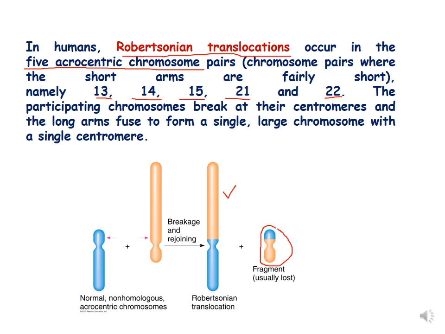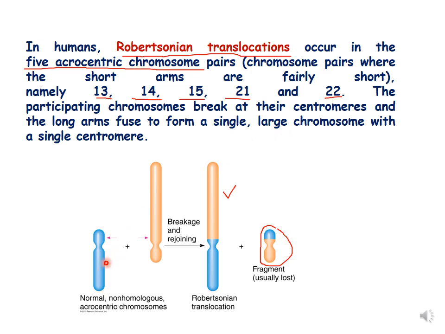Now in humans, Robertsonian translocation occurs in 5 acrocentric chromosomes. So what are acrocentric chromosomes? Those where one arm is very small and the other arm is very long. In humans, Robertsonian translocation occurs in 5 acrocentric pairs of chromosomes, where the short arms are fairly short, and these chromosomes are namely 13, 14, 15, 21 and 22. When the participating chromosomes are involved in translocation, the chromosomes break at their centromeres and the long arms fuse to form a single large chromosome with a single centromere.